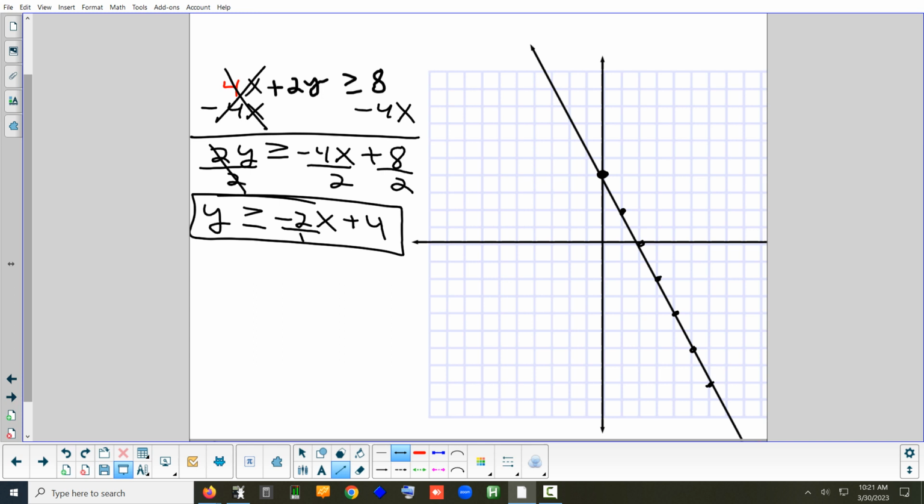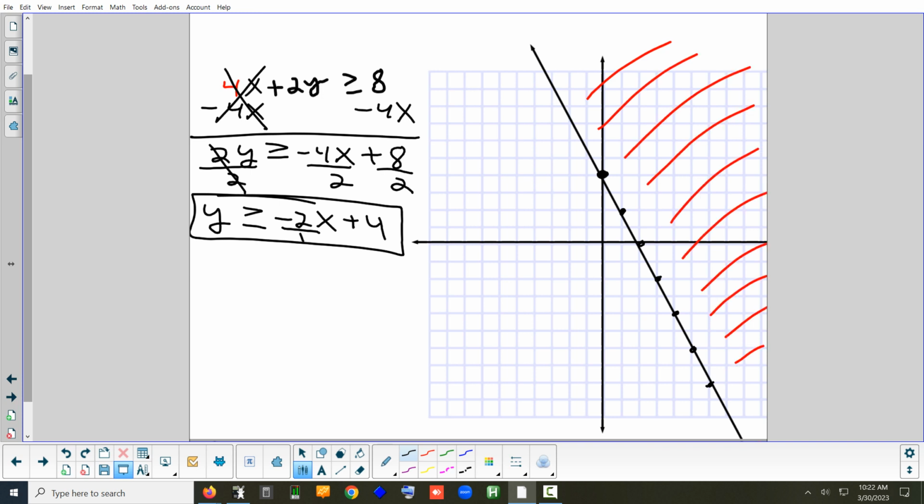And now the shading. Michael, is that going to be a shade above or below? That's above because it's a greater than. So above means up here. That's above. Okay, any question on that one?